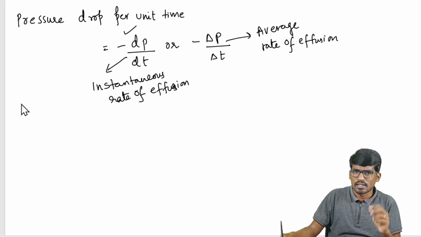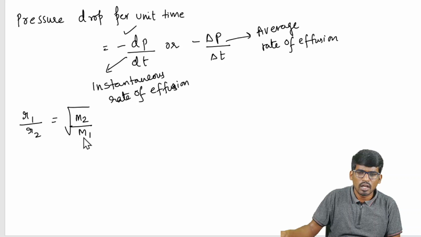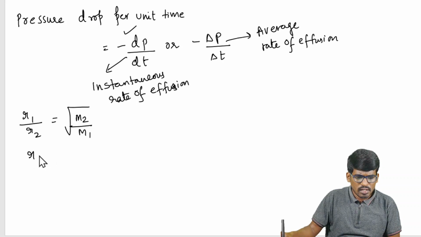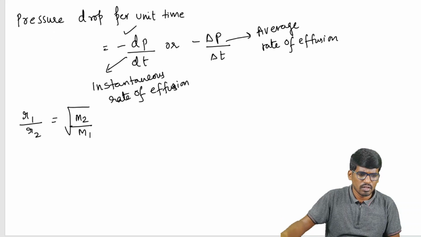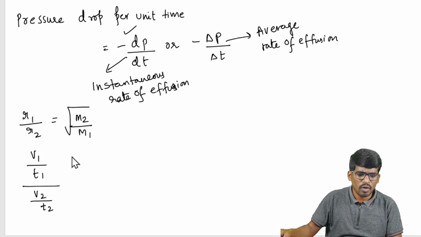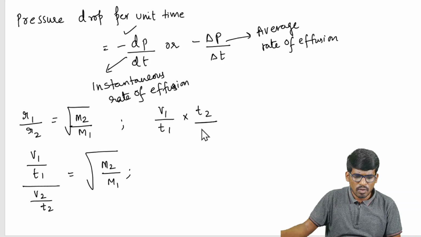So if it is two gases, let us say if two gases are there, then R1 by R2 is equal to square root of M2 upon M1. But you are aware of it, R is equal to V by T. In that case, instead of R1, I can write V1 upon T1, and it is V2 upon T2, which is in turn equal to square root of M2 upon M1. So I can write this as V1 upon T1 into T2 upon V2 is equal to square root of M2 upon M1.